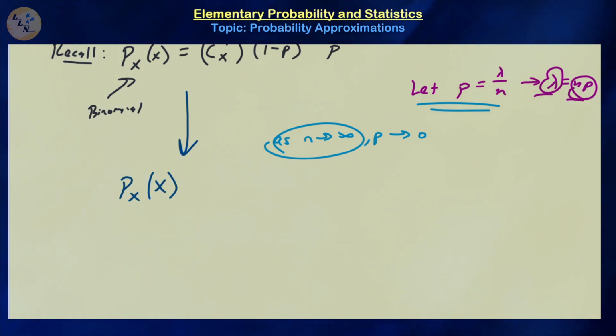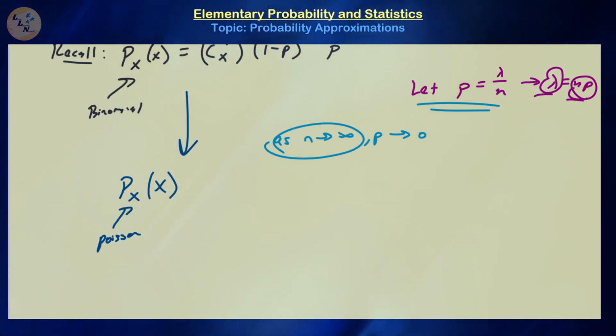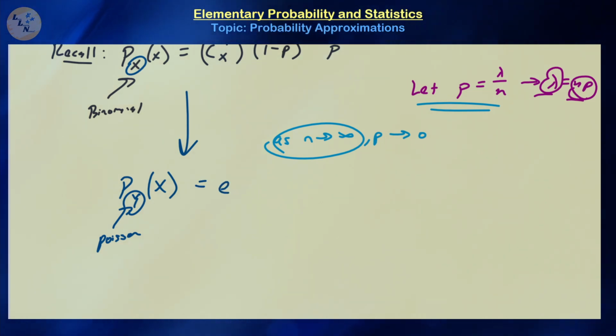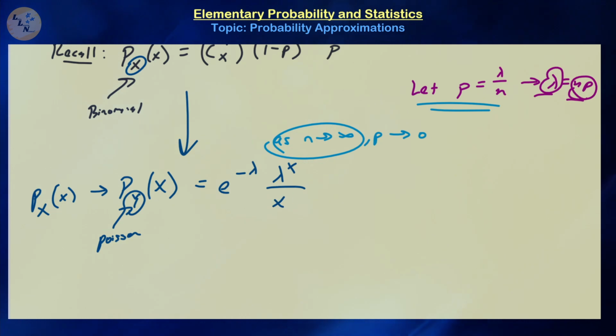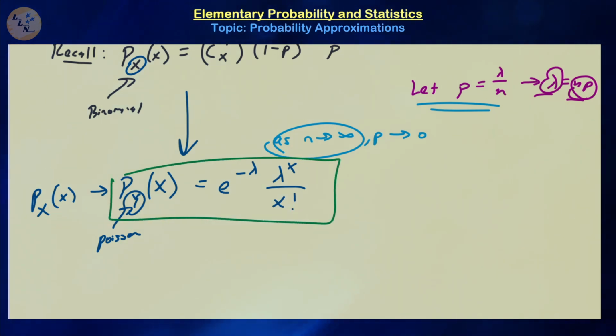So P_X, where X is Poisson, and technically you can call it P_Y, so you don't have different X's floating around. Let's just call it P_Y, so you don't confuse X and Y here. So I guess we could say that P_X is converging to P_Y, and that's going to be equal to e to the minus lambda times lambda to the x all over x factorial, and that gave birth to the Poisson distribution.